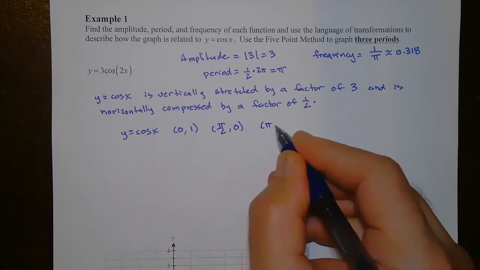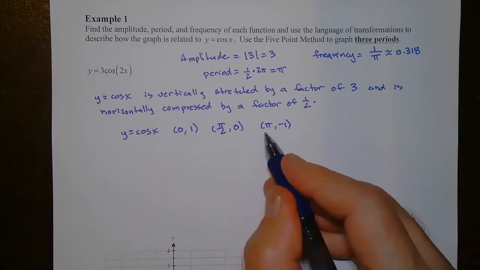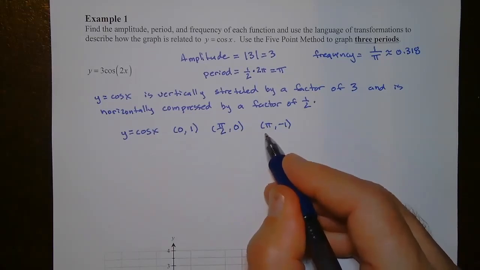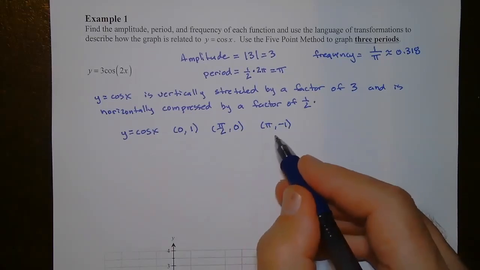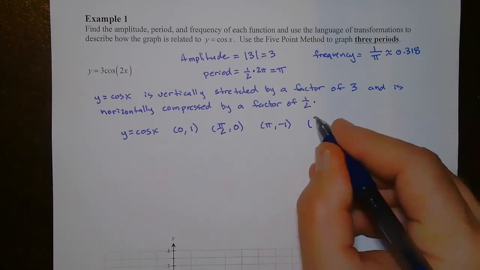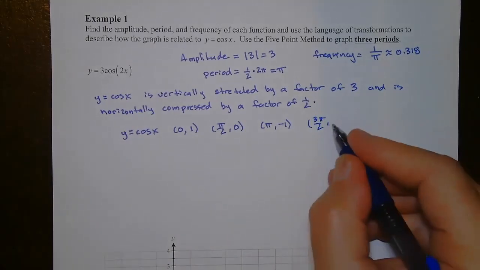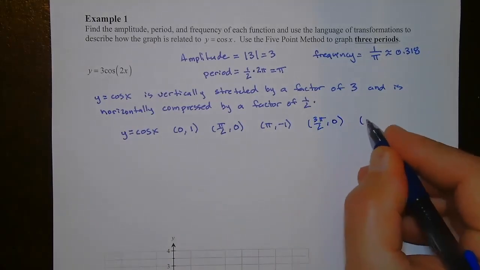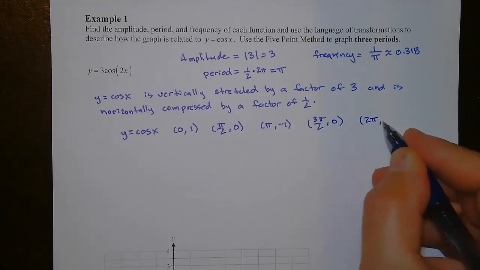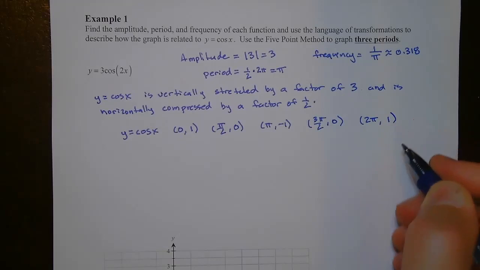And then at pi, the cosine function is -1, because we're on the negative x-axis. The x value would be -1, the y value would be 0, and r would be 1. And then 3 pi over 2, comma, and then that would be 0. And then we're back to 2 pi, the fifth point, right? And that would be at 1 again.